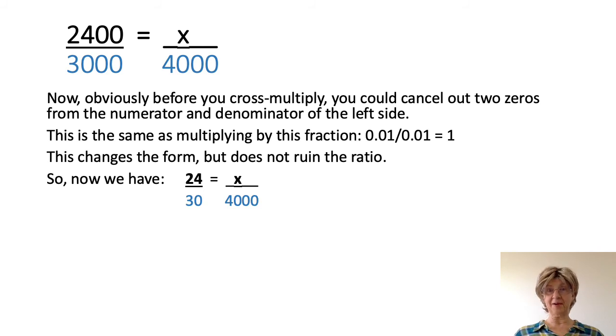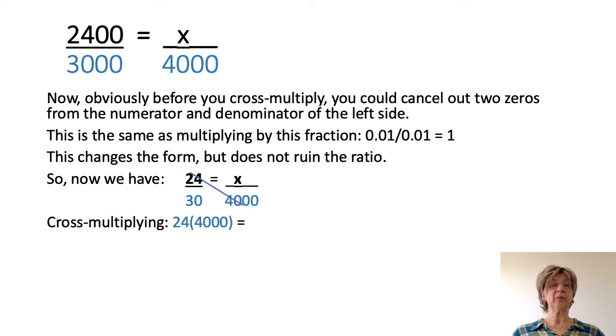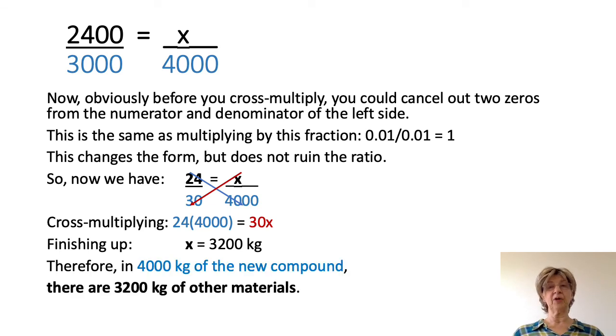So now we have 24 divided by 30 equals x divided by 4,000. Cross multiplying, we get 24 times 4,000 equals 30x. Finishing up, x equals 3,200 kilograms. Therefore, in 4,000 kilograms of the new compound, there are 3,200 kilograms of other materials.